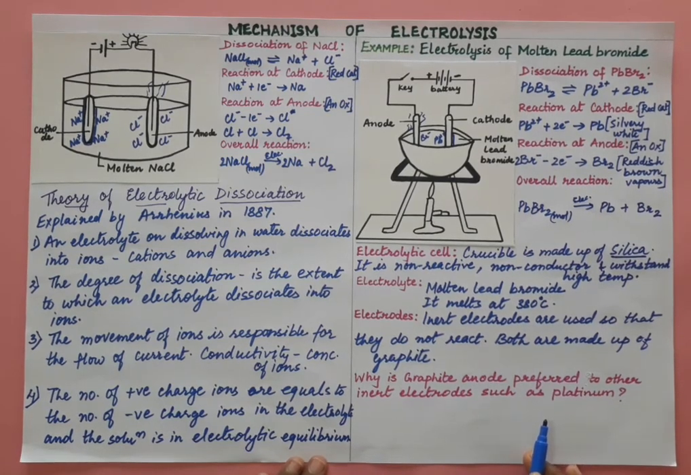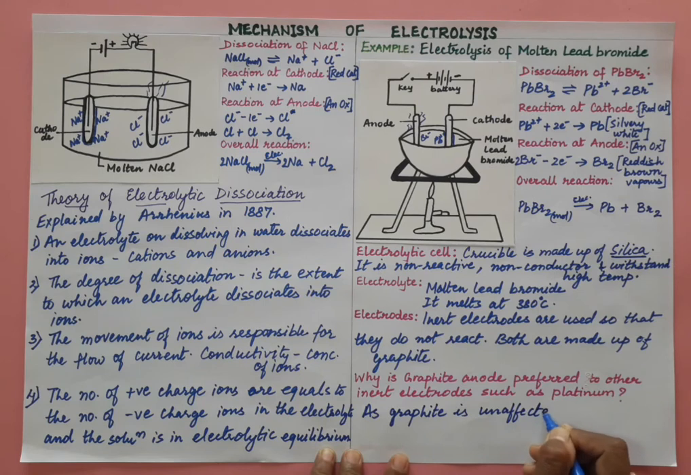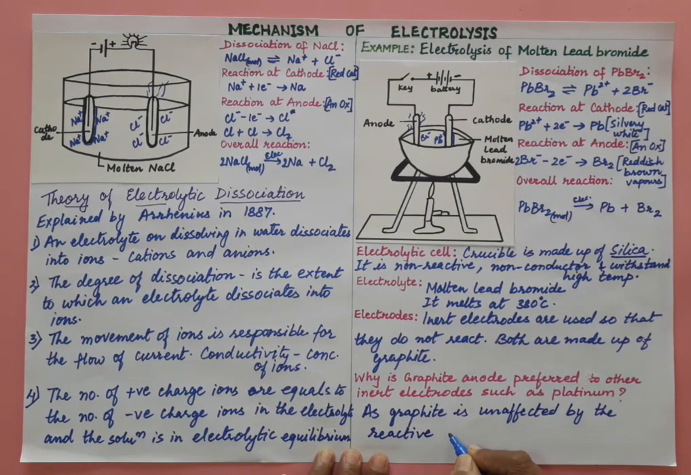Now one more point: why is a graphite anode preferred to other inert electrodes such as platinum? Because graphite is unaffected by the reactive vapors of bromine.